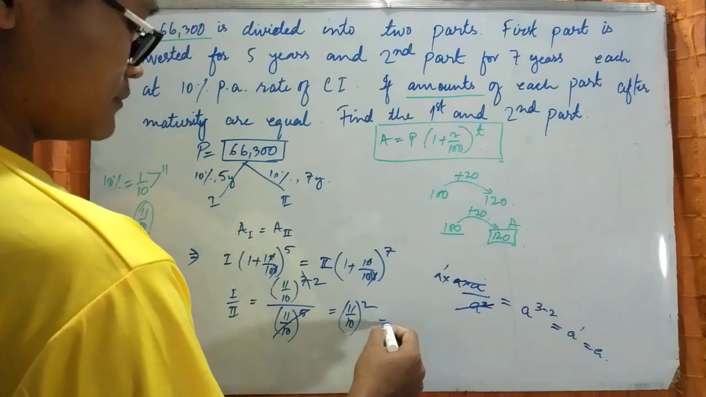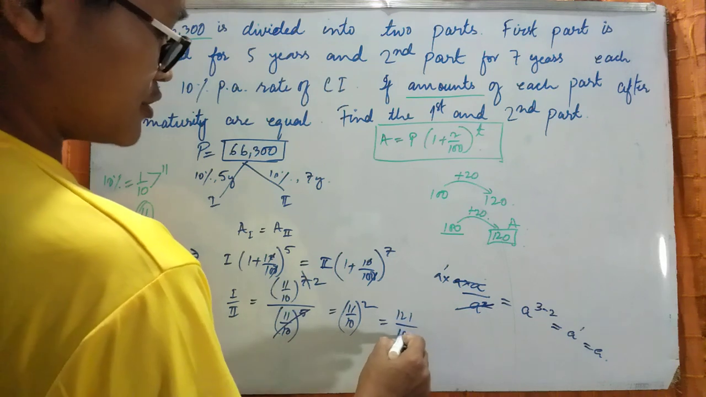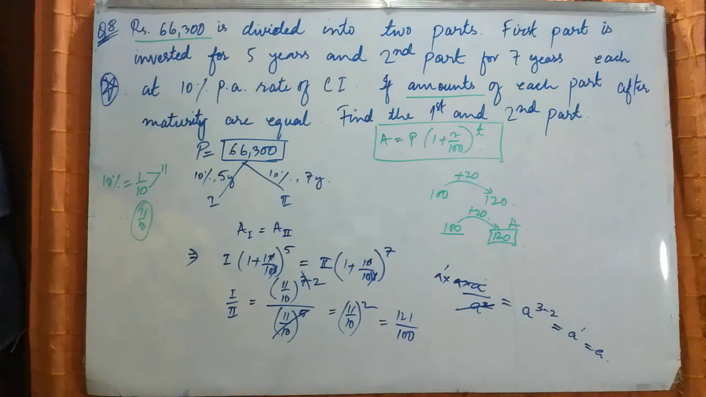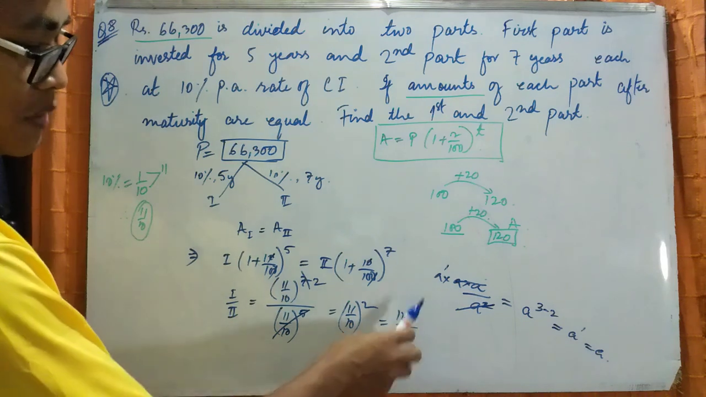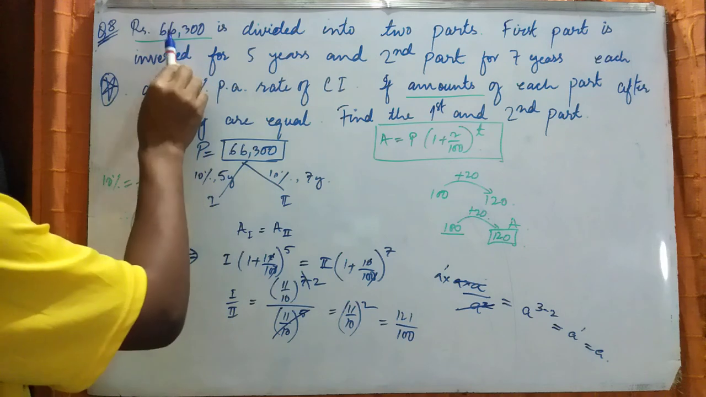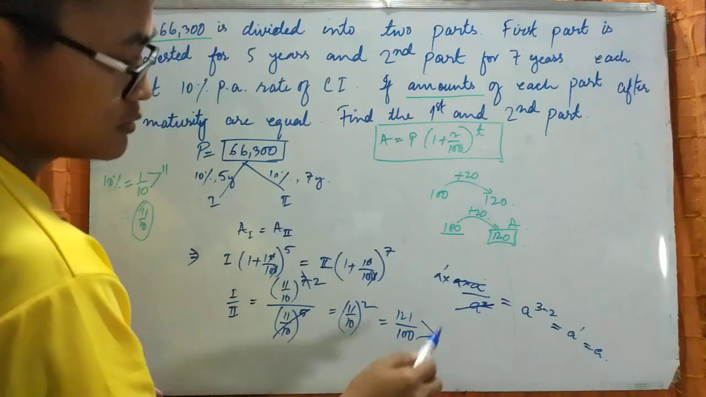So 11 square is 121 and 10 square is 100. This is the ratio, 121 by 100, which is equivalent to the total amount.